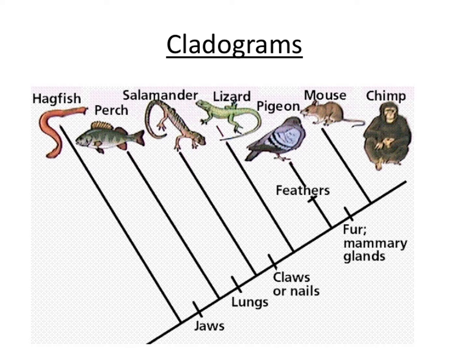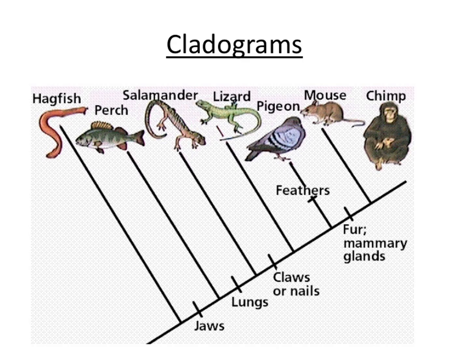Here's an example of a cladogram that shows how derived characters can be used to identify clades among certain vertebrates, or animals with backbones. All the species shown here share a common ancestor that had a backbone. Now compare the animals in the cladogram. The chimp, the mouse, the pigeon, the lizard, and the salamander all have lungs. This derived character unites this clade and does not include the perch or the hagfish.